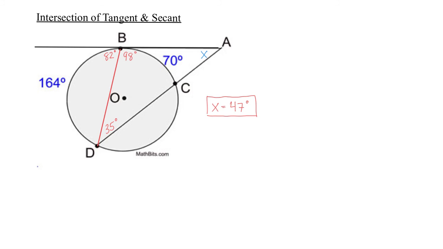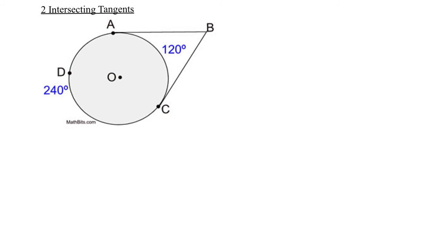Okay, one more situation. The last situation is 2 intersecting tangents. And we want to find this angle right here. So again, just like all the other ones, I'm going to put in place an auxiliary line. I'm going to connect that right there. Now, what I have here is two inscribed angles that both cut off this arc of 120 degrees, which means both these angles are 60 degrees.